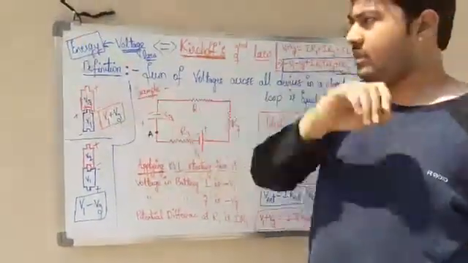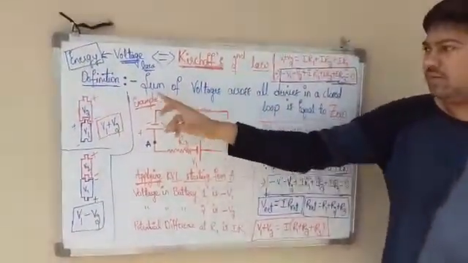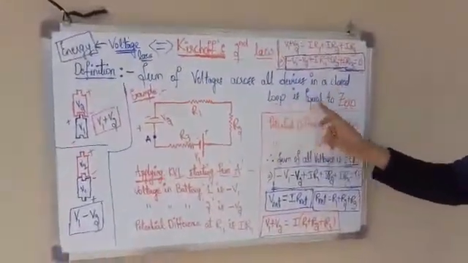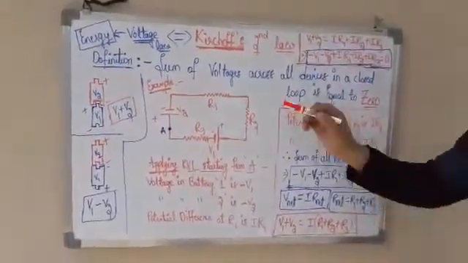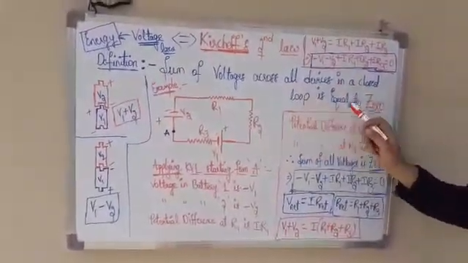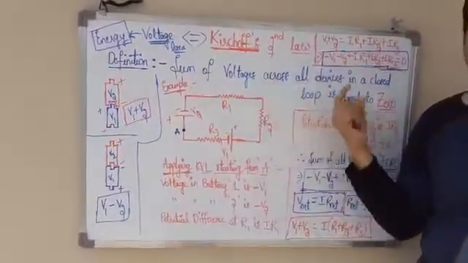Now coming to the definition of Kirchoff's second law: the sum of the voltages across all devices in a closed loop is equal to 0. Now we need to explain this with an example.